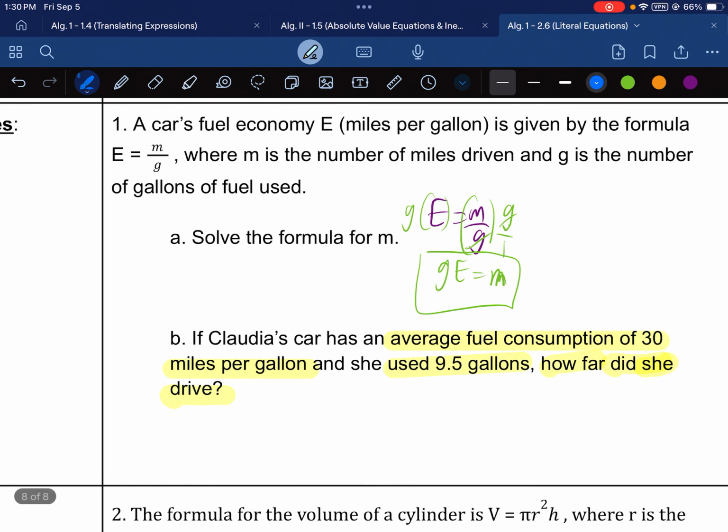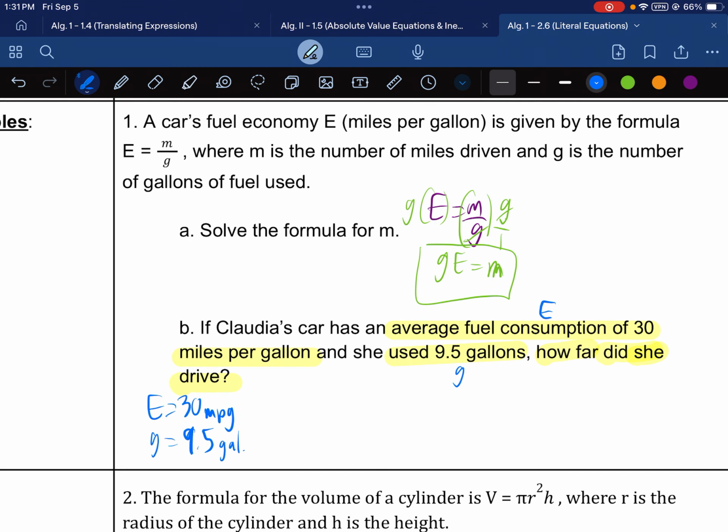Now, the average fuel consumption, that's E in miles per gallon. You see 30 miles per gallon. That's a dead giveaway. And so E equals 30 miles per gallon, or MPG. And she used 9.5 gallons. That's G, per gallon. So G is equal to 9.5 gallons. And we want to know how far she drove, AKA, we're trying to figure out what in the world is m. m equals question mark. That's what we want to know.